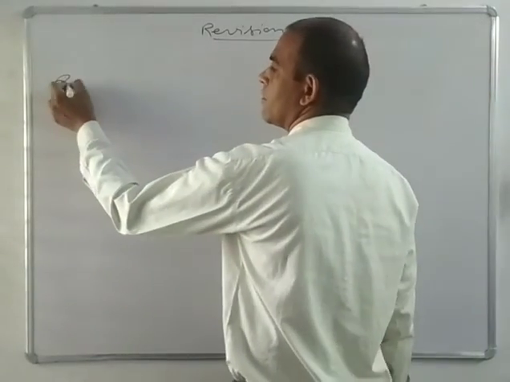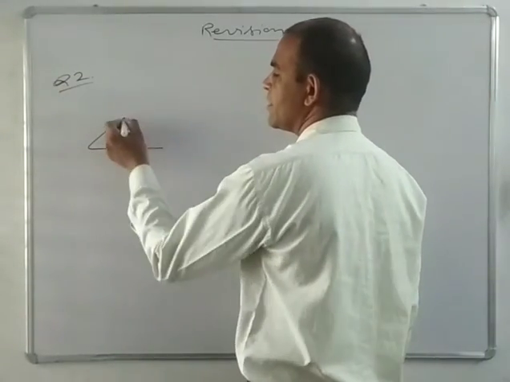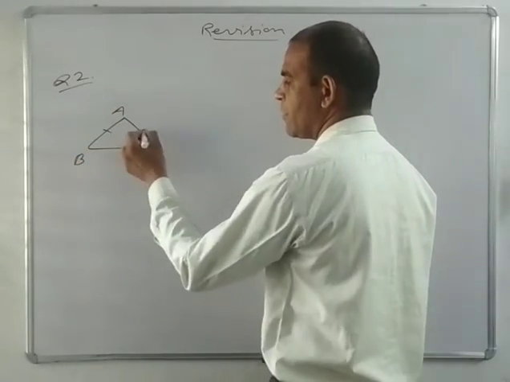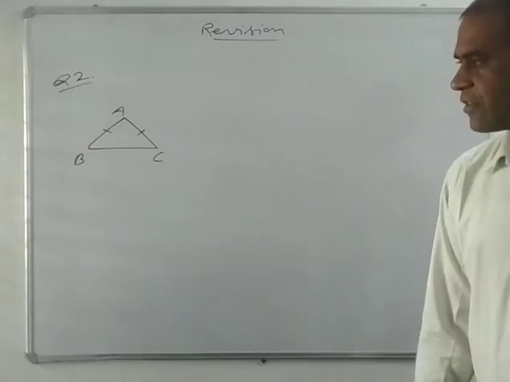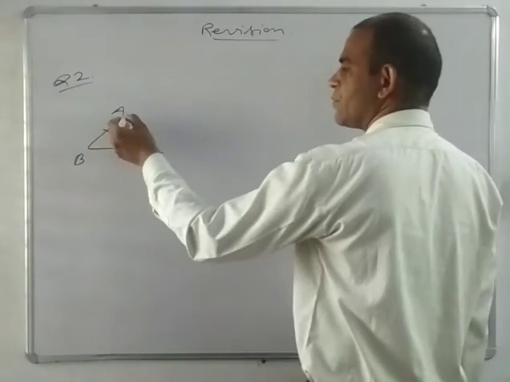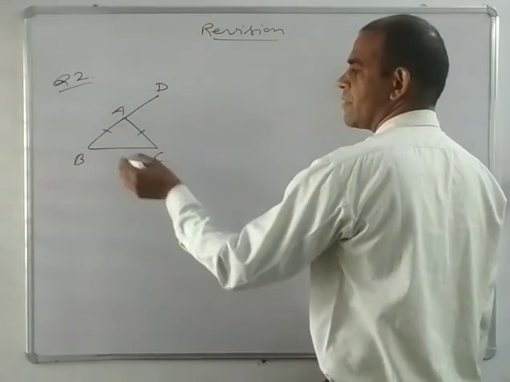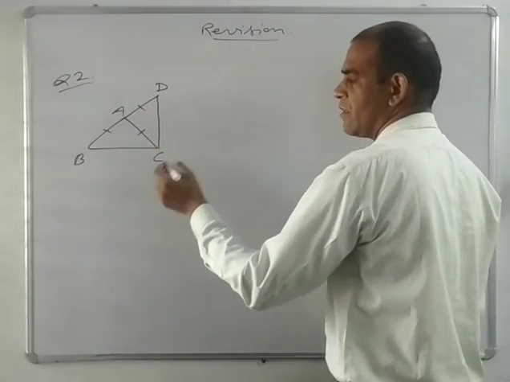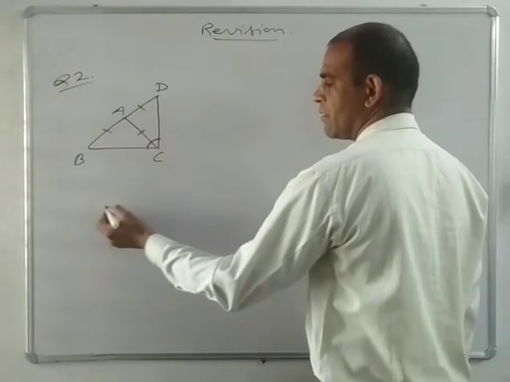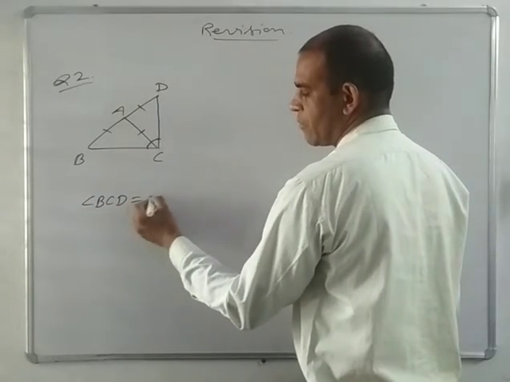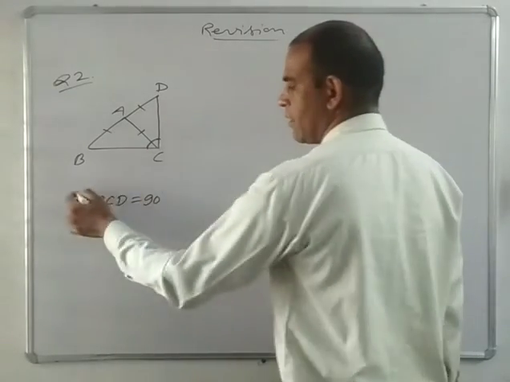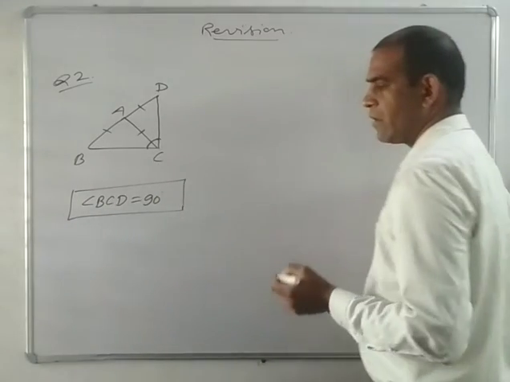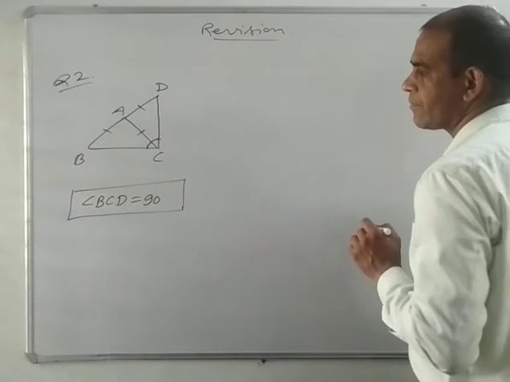Question number two is: in triangle ABC, AB equal to AC, that is, ABC is an isosceles triangle. Side BA is produced to D such that AB equals AD. These three sides are equal. Join CD, and prove that angle BCD is 90 degrees.